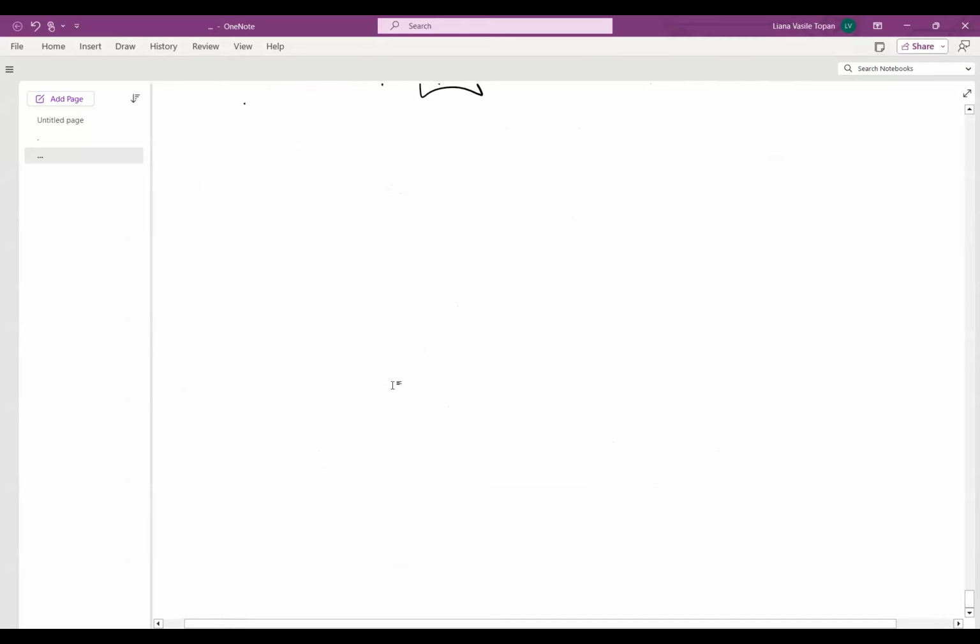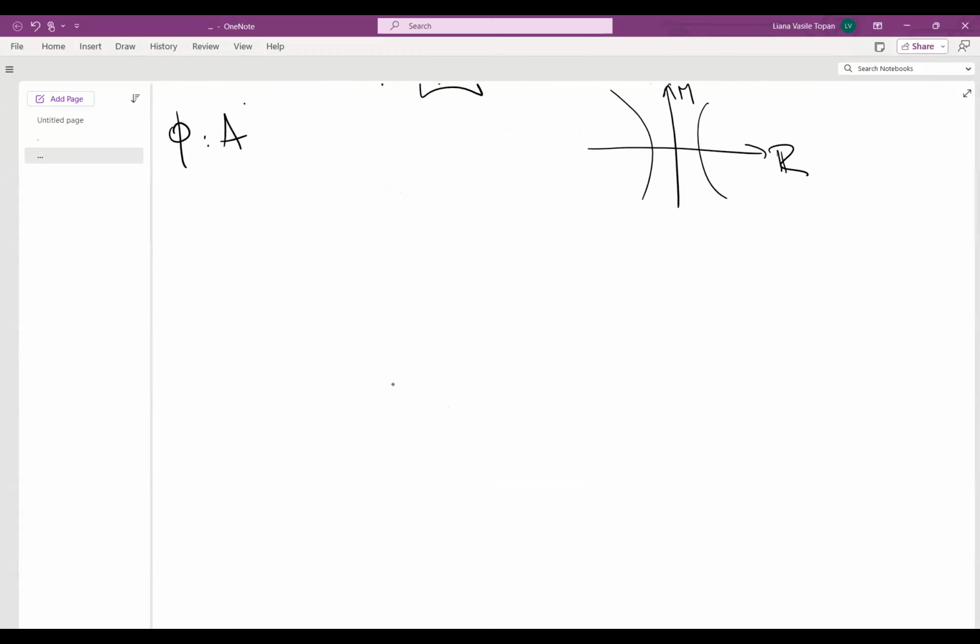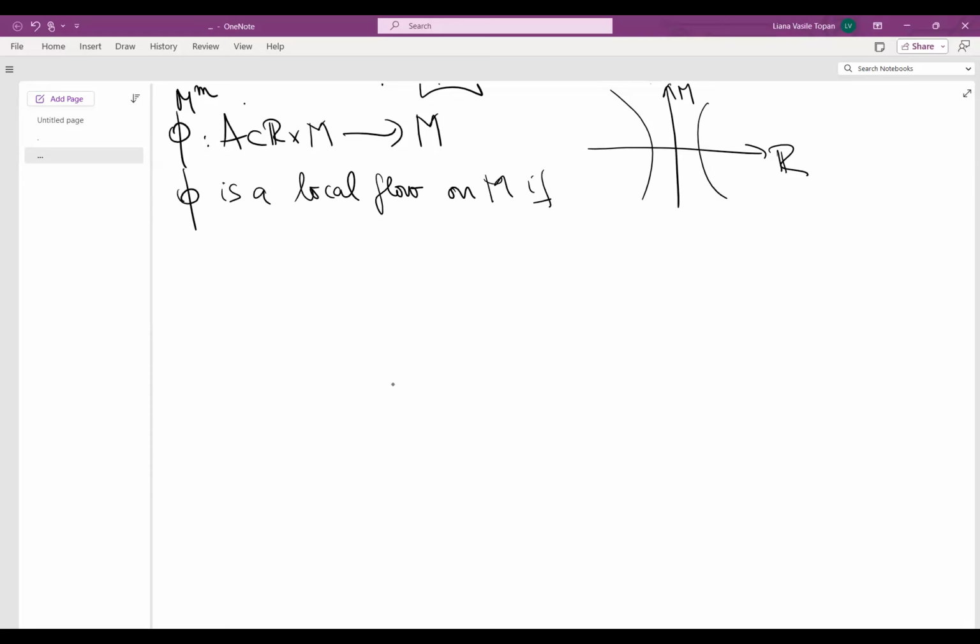So we say that phi defined on A, so again, A looks like that, right? Where we identify this is R and this is the manifold. So this is a subset of R times the manifold M, an n-dimensional manifold, with values in M. So we say that phi is a local flow on the manifold M if two conditions hold.